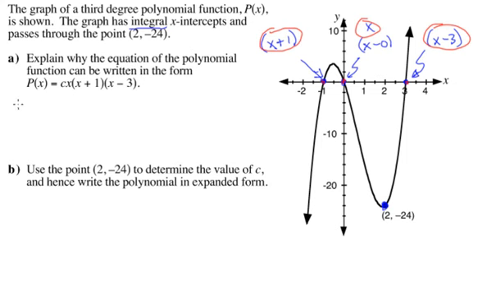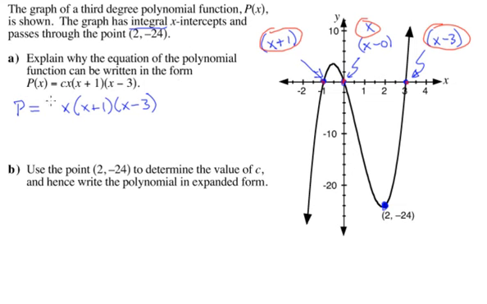This polynomial must contain a plain old x, and it must contain an x plus 1, and it must contain an x minus 3. We get all that just from the x-intercepts.